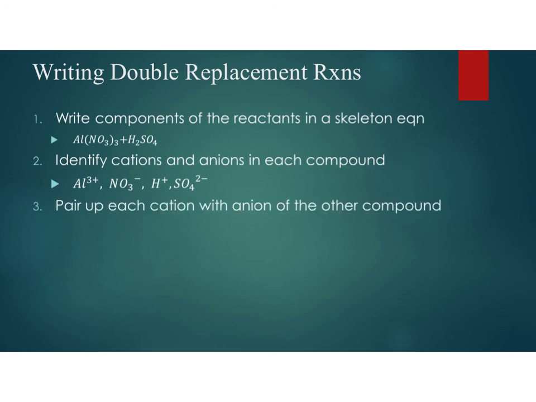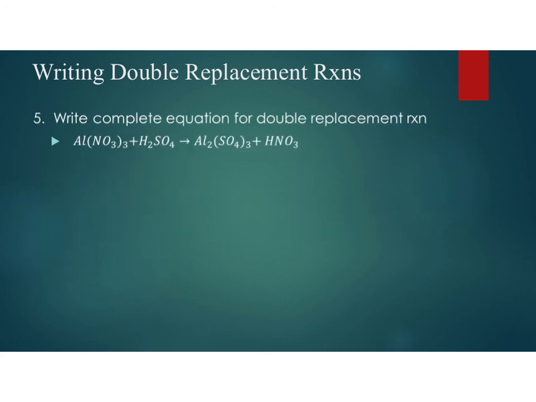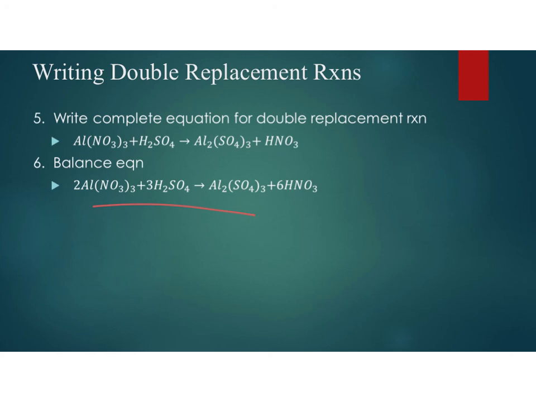Then we're going to pair up each cation and anion from the other compound. Then we're going to write the formulas for the products using the pairs from step 3. So here we've got aluminum sulfate, and remember you have to crisscross, and I have nitric acid. Then we're going to rewrite the complete equation for the double replacement reaction. And then our final step is to balance that equation. So once you've done this, you are able to do a double replacement reaction, and everything is balanced, which is exactly how we need to end our problem.